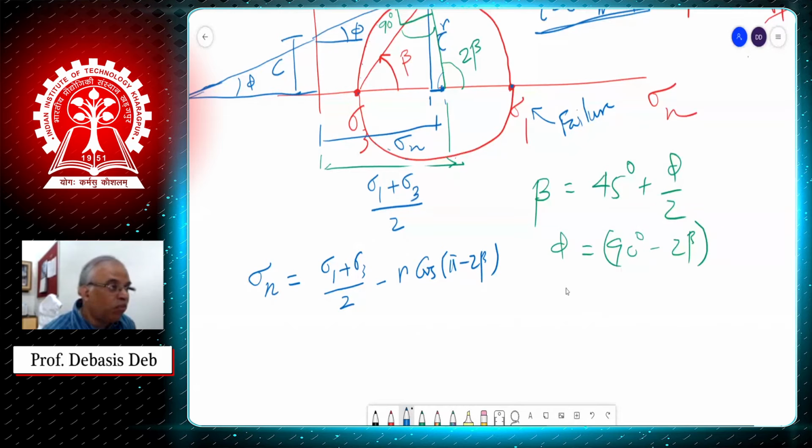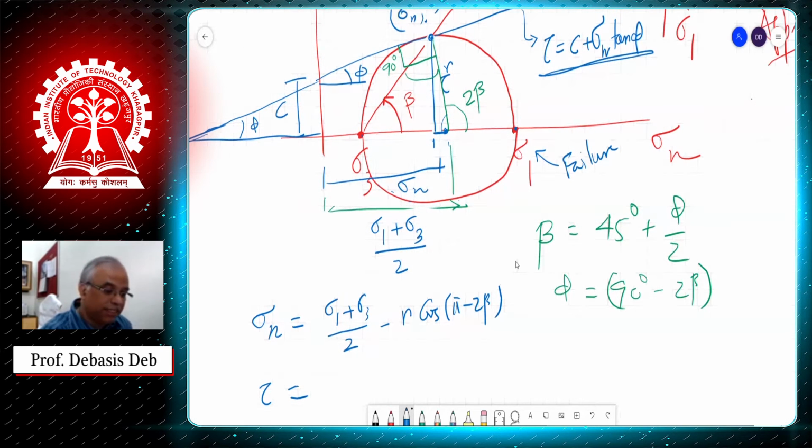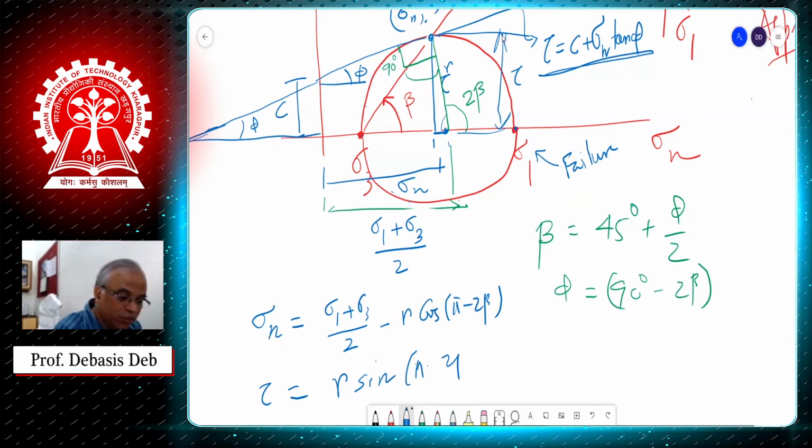Now, what is tau? Tau is this length from here to here. From here to here is tau. So tau we will write r sine pi minus 2 beta. Okay.